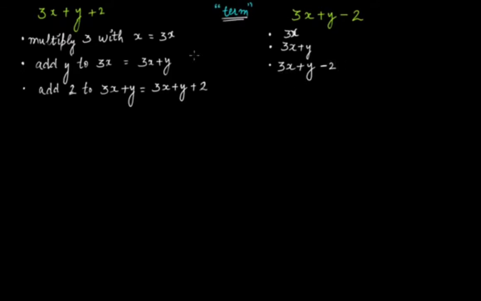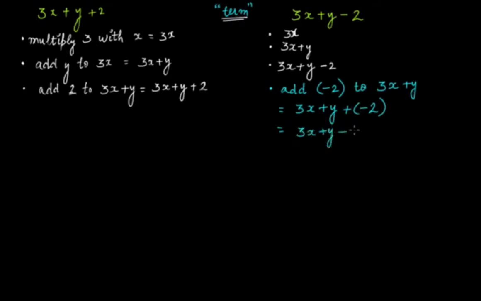For the third step, the best way is to add minus 2 to 3x plus y. So this becomes 3x plus y plus, add minus 2. Plus outside the bracket with the minus will finally make it minus, so 3x plus y minus 2. And why is it important? Because when we discuss terms in an algebraic expression, we will always say that terms, and this I'm going to cover in the next video tutorial.